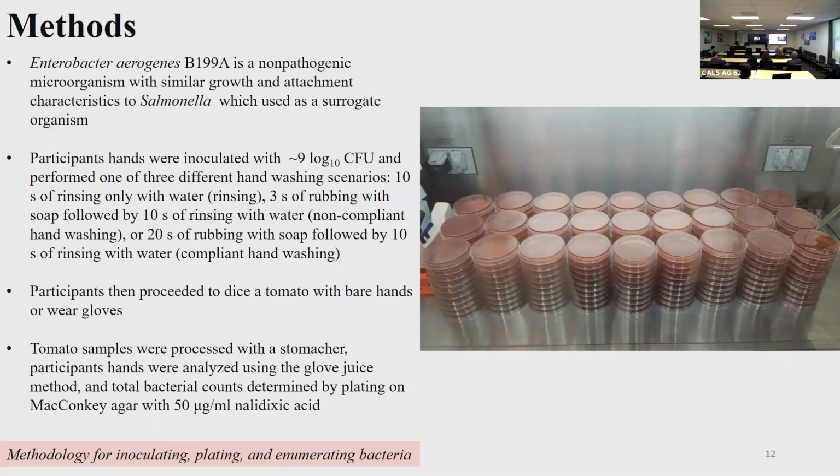So we inoculate their hands with a very high dose, 9 log CFU of this bacterium. And then we did 3 different hand washing scenarios: just rinsing, entertaining the idea of soap briefly, and then the full-on compliant hand washing for the whole duration. After that point, participants either diced a tomato with or without gloves. Once that was done, we measured how much bacteria was on the tomato samples, how much was remaining on participants' hands, and how much was measured on outside glove surfaces. And we tried to understand how that worked in combination.